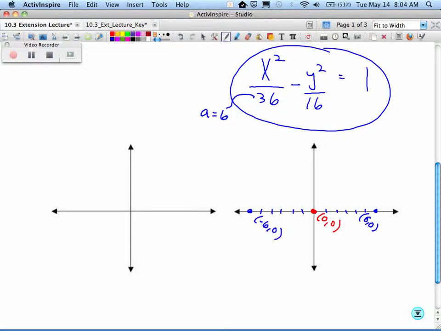Okay. The second denominator, I guess you can think of it as b. When you square root, that's a 4. Now some of you will do this differently. You may go to the vertices now and count up 4 from each one and down 4 from each one and put dots to draw the asymptotes through. I tend to just go up 1, 2, 3, 4, 1, 2, 3, 4. I just tend to go up and down 4 from the center and then draw the box.